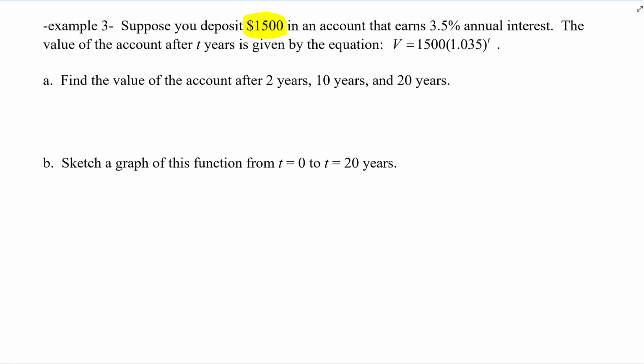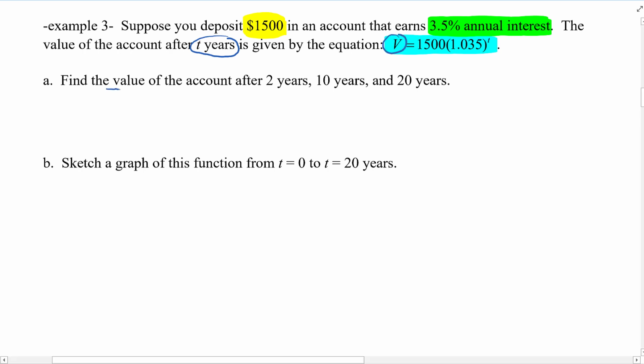I'm highlighting the $1,500 and the 3.5% annual interest, and I'm also highlighting the equation of our function, v equals 1,500 times 1.035 raised to the t power. I'm also going to circle where it says t years. This is all key information. I've also circled the v in the equation.